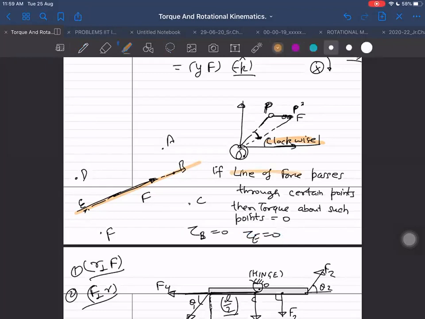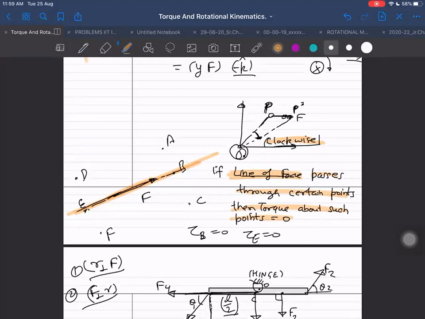What is the line of force? When the force is extended, I use this word several times: line of velocity, line of normal. Force is just one vector only, but if I extend it and make a line of it, that is the line of force. When that line of force passes through certain points, the torque about such points will always be 0. So just remember this and there will never be any confusion. You can quickly see whether the line passes through the points or not.